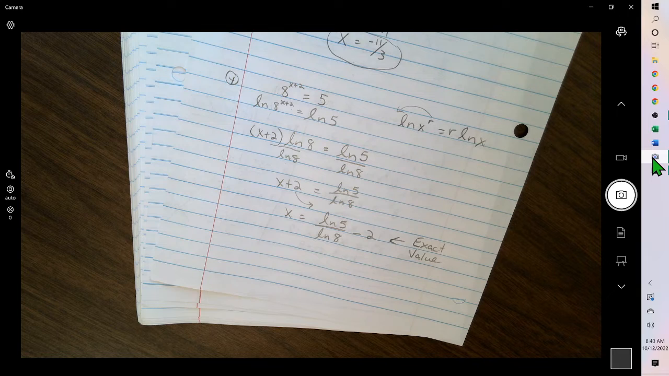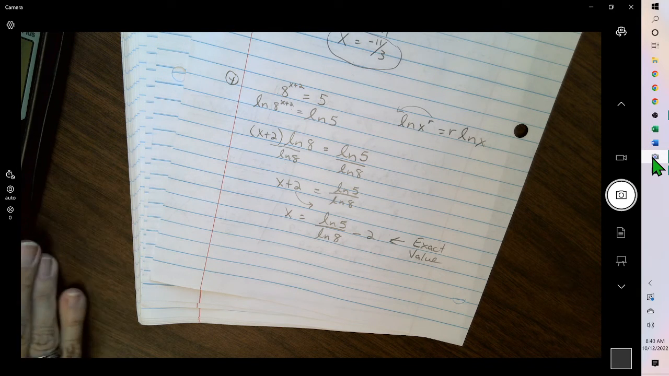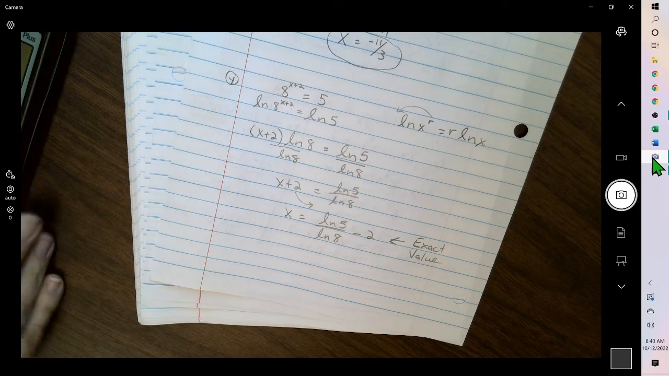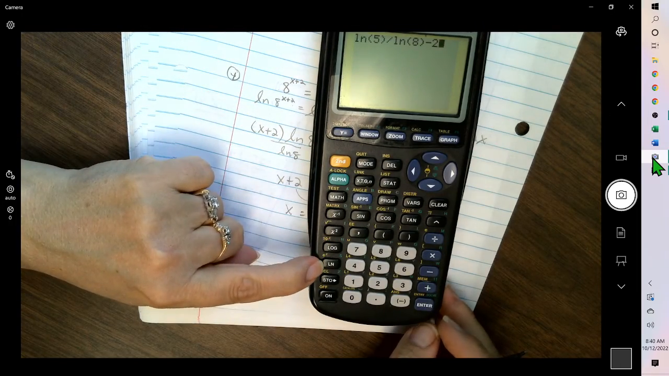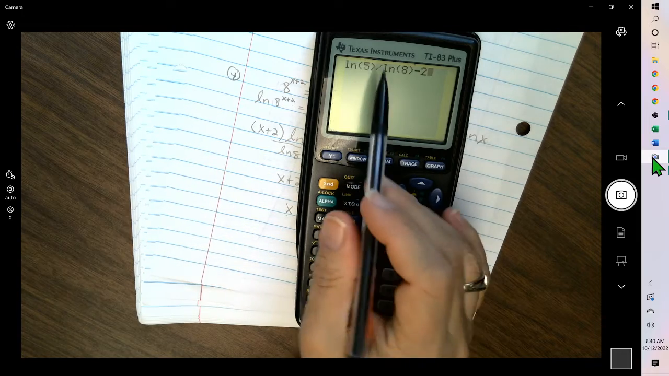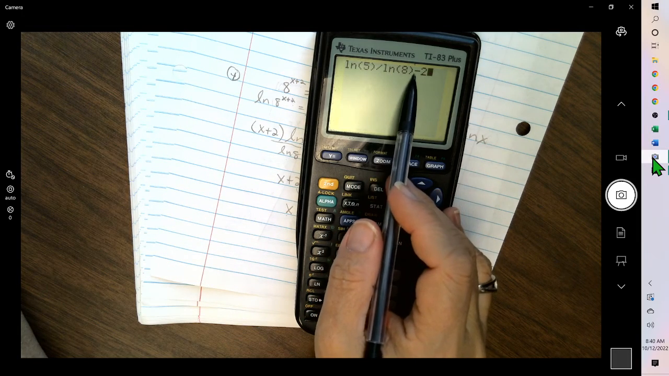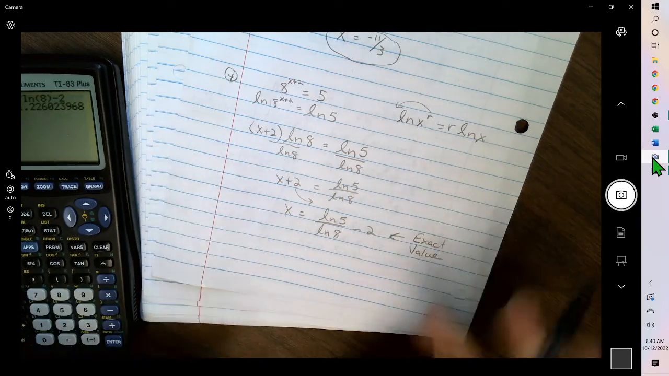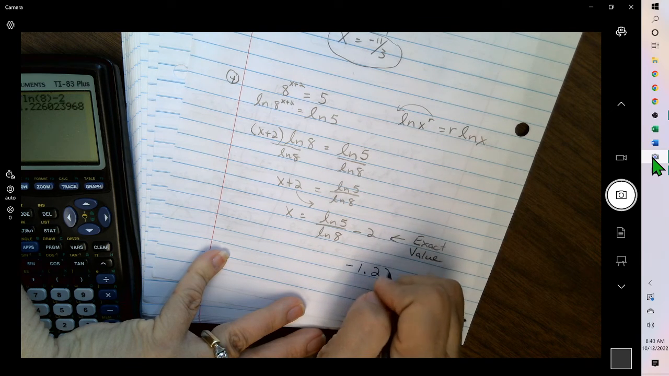And then we plug it into our calculator to get the estimate. Natural log button is here. The natural log of 5, close the parenthesis, divided by the natural log of 8, close the parenthesis, minus 2 is a negative 1.226.